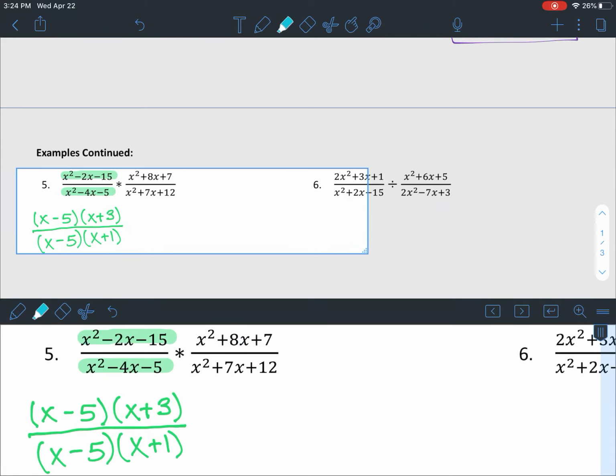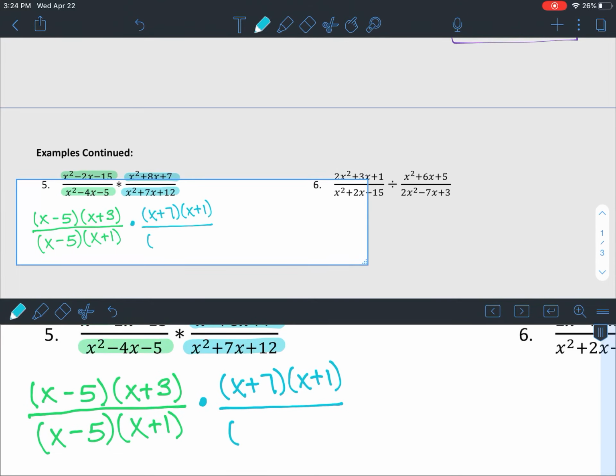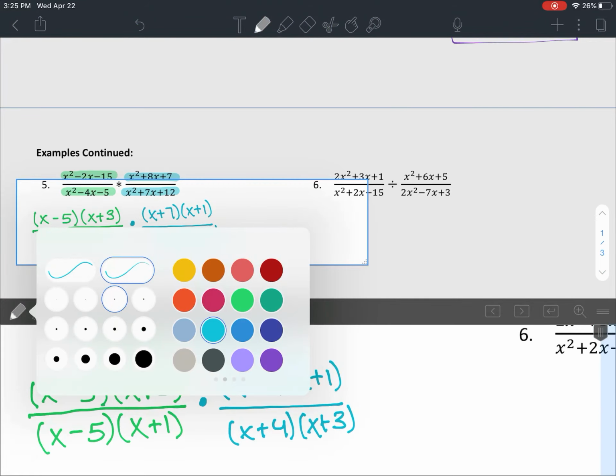So from here, I'm going to move on to my other equation. So I'm going to look at the top of this, and I'm going to ask myself, what are the two numbers that multiply to give me 7 but add to give me 8? And that is x plus 7, x plus 1. And then I'm going to do the same thing to the bottom. Two numbers that multiply to give me 12 and add to give me 7. And that is x plus 4 and x plus 3.